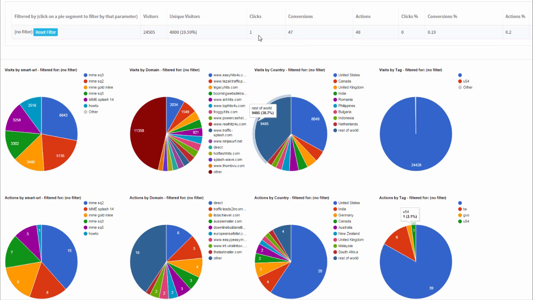Now if that looks a little bit odd, the reason for that is that most of these SmartURLs are measuring conversions, i.e. a form submission like an opt-in, and we also total both clicks and conversions and call that actions, and you can see the same thing expressed as a percentage here.